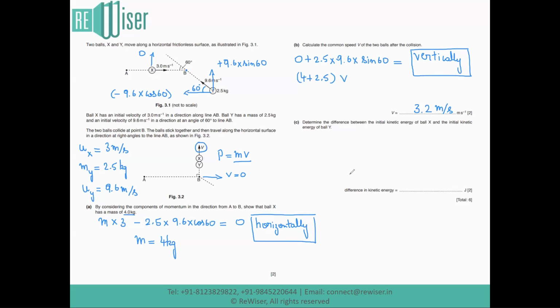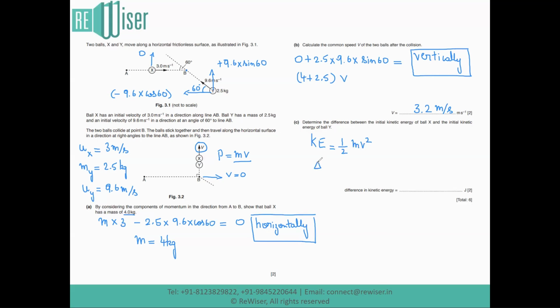Moving on to the last part, determine the difference between the initial kinetic energy of ball X and the initial kinetic energy of ball Y. So we know that kinetic energy KE is given by the formula half m v squared. And since kinetic energy is a scalar, we do not need to resolve vectors into components. We can directly take the value of the complete vector, which is 3 and 9.6 in this case.